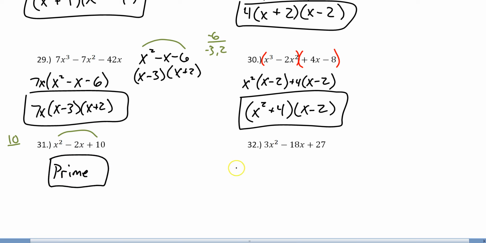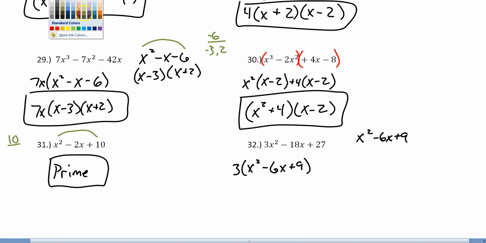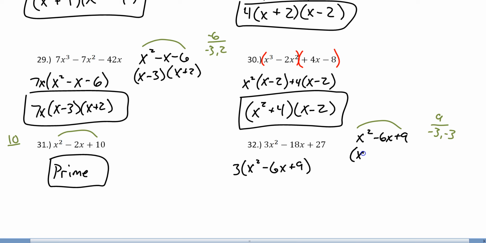Next one, again, we look for greatest common factor first. That's a 3. Leaves me with an x squared minus 6x plus 9. And again, if I take that off to the side, the x squared minus 6x plus 9, if I build a bridge, that's 2 numbers that multiply to 9 but add to a negative 6, or a negative 3 and a negative 3. Because it's a 1x squared, I have a 1 out front, I get to use my shortcut. So it's right to an x minus 3 times an x minus 3.